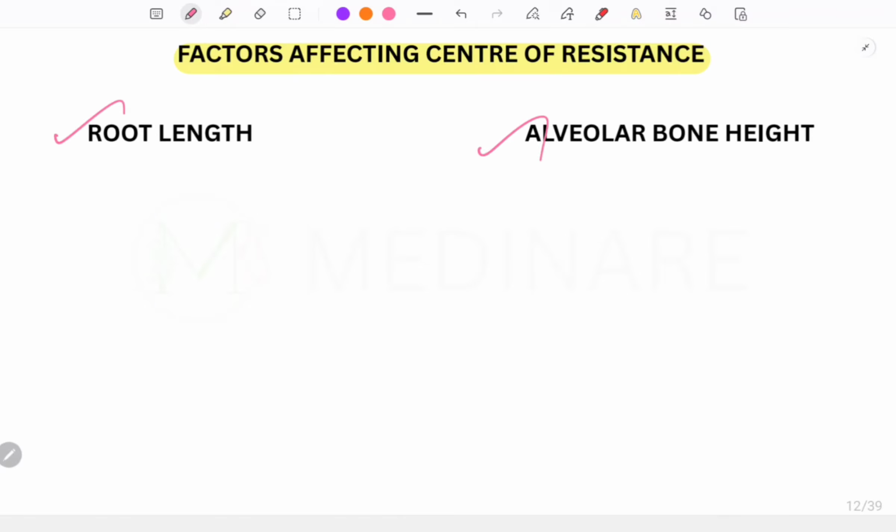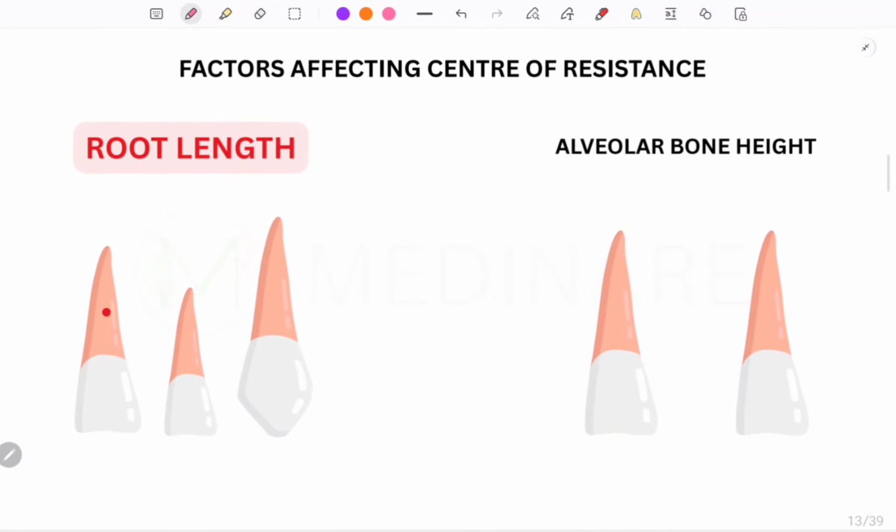One is root length and the other is alveolar bone height. How does root length affect the center of resistance? Let's say this is a central incisor, this is your lateral incisor, this is your canine. As we discussed earlier, it is located somewhere between 1/3 to 1/2 of the root. So if we draw the line of action of force, this point has been transferred incisally, and here in the canine it has shifted more apically. So in a tooth with short roots, the center of resistance is shifting incisally, and in a tooth with long roots, the center of resistance is towards the apex.